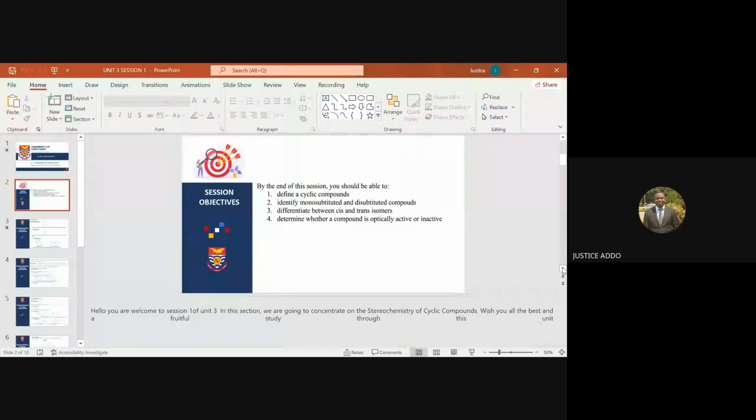All right. So at least we should be able to know what the cyclic compound is, and then substitutions on cyclic compounds. The substitution can be mono-substituted, meaning we have one substituent. It could be di-substituted, meaning we have two substituents. And then we can also have the difference between cis and trans, and then determine whether these cyclic compounds are optically active or inactive.